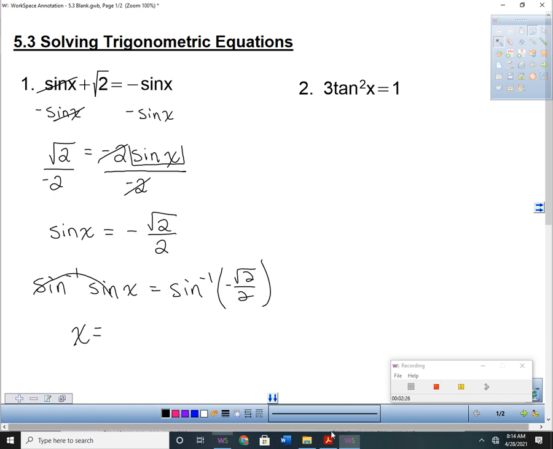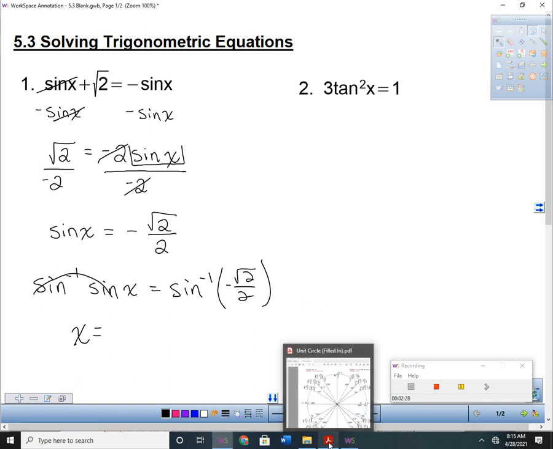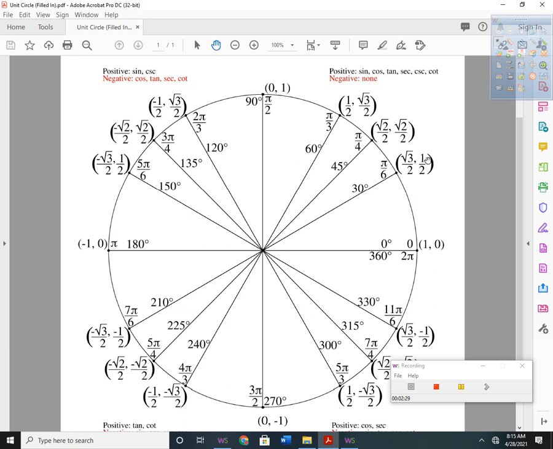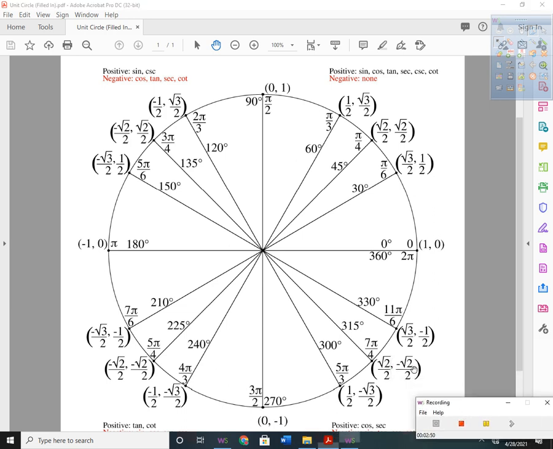So I'm going to look at my unit circle. Remember, your sine is the y value. So if you're looking at your y values, it's none of these, none of these. But right here, negative square root of 2 over 2, that would be at 5 pi over 4. And also at 7 pi over 4. Now remember, the unit circle just keeps repeating itself, right?